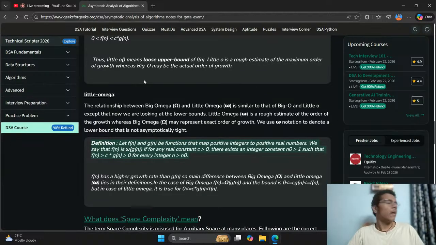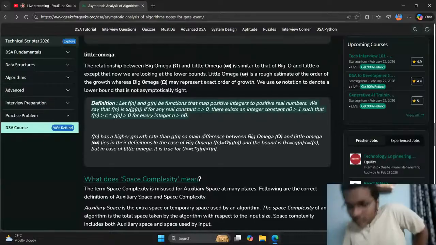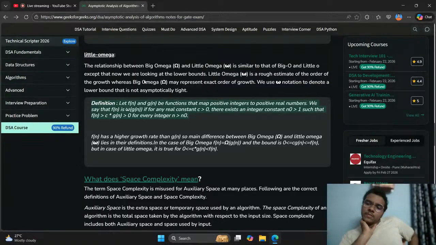Okay, that kind of makes sense because there is no mandate for the lower bound to be smaller than zero all the times. f of n has a higher growth rate than g of n, so the main difference between big omega and little omega lies in their definitions. In the case of big omega, f of n is omega of g of n, the bound 0 is less than or equal to c times g of n, which is less than or equal to f of n. But in case of little omega, it is true for every c.